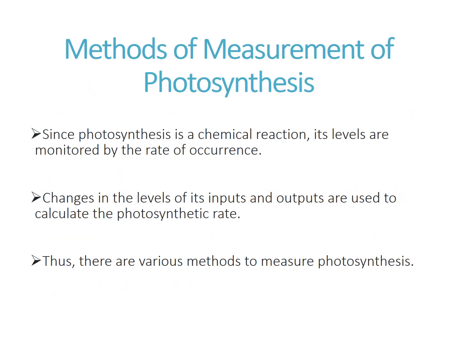The second and the last topic of today's lecture is about methods of measurement of photosynthesis. Since photosynthesis is a chemical reaction, its levels are monitored by the rate of occurrence. Changes in the levels of its input and output are used to calculate the photosynthetic rate. Thus, there are various methods to measure photosynthesis.